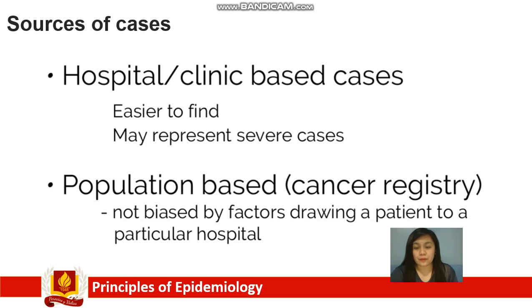For the sources of cases, cases may be recruited from a number of sources. For example, they may be recruited from a hospital, clinic, or GP registers, or may be population based. Population-based case control studies are generally more expensive and difficult to conduct.